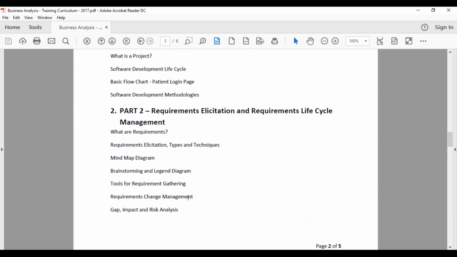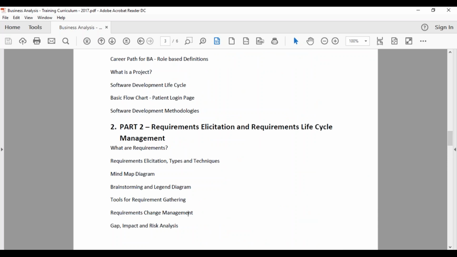The theoretical part is getting over, only up to requirements lifecycle management. You have theory that has to be understood, which gives a very strong foundation for your business analysis concepts. So most of the theory has been completed. Next session, we have 4 more concepts, which we will finish quickly, and then we will move on to the live projects. But before that, you should understand how to create a brainstorming and legend diagram using Visio and a mind map diagram using Visio.